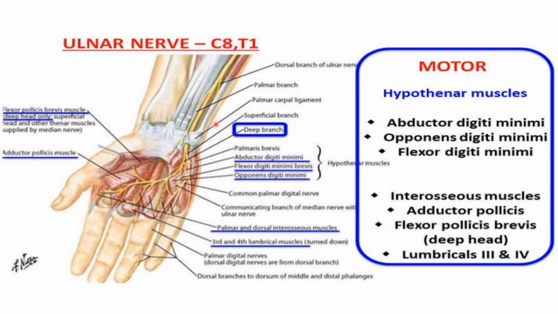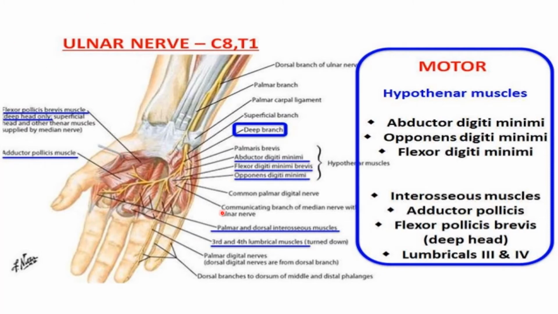This ulnar nerve is also known as the musician nerve, or the nerve of fine movements, as it controls the fine movements of the hands. Because it supplies most of the intrinsic muscles of the hand that are associated with the fine movements of the hand.